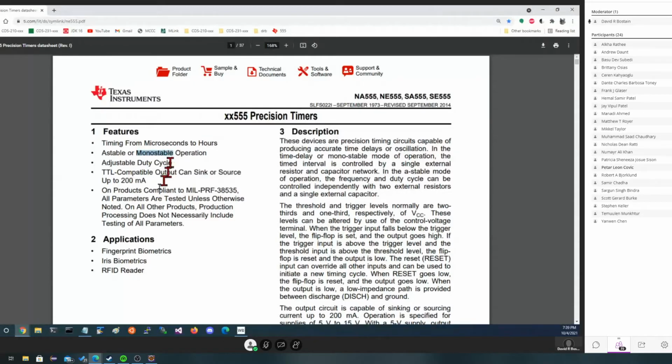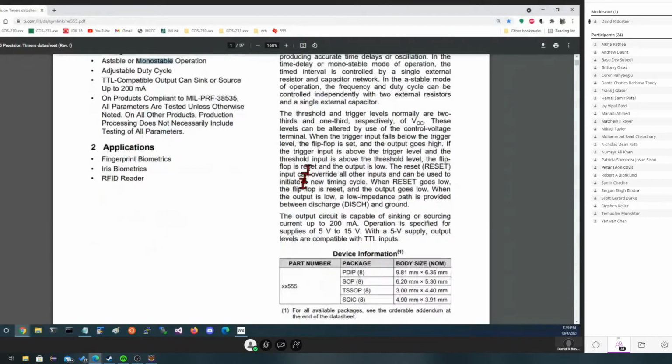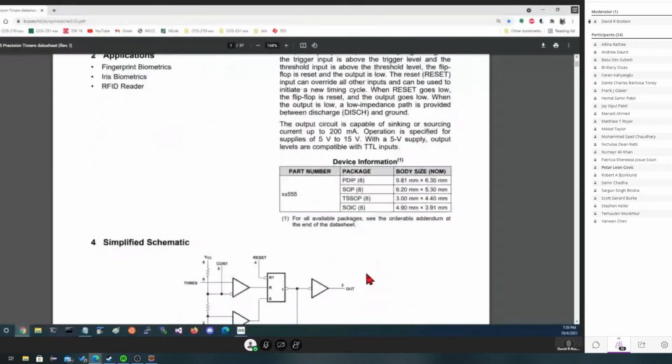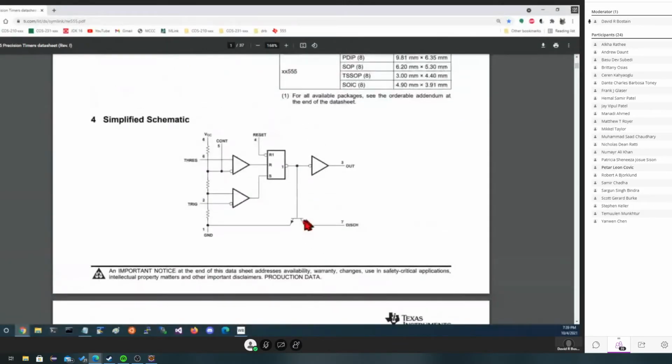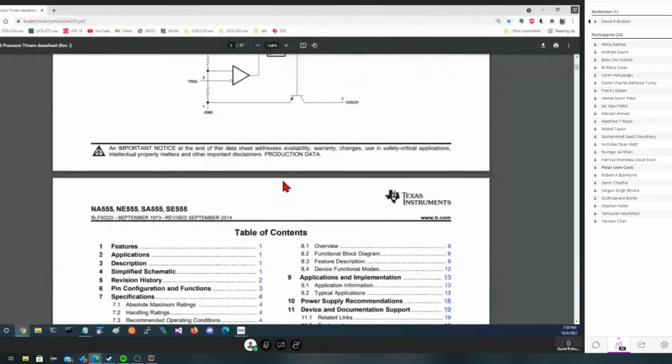They give us a couple of applications, but these are just made up because at the time that's what they were trying to sell a lot of. There's some text you may want to read on your own. We would be working out of a PDIP package, which we said last time is a plastic dual inline pin chip with 8 pins on it. And we'll talk about this internal schematic in a few minutes.